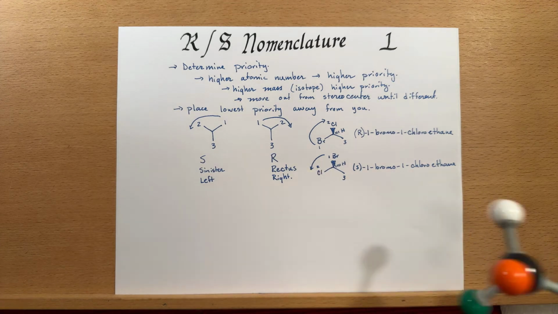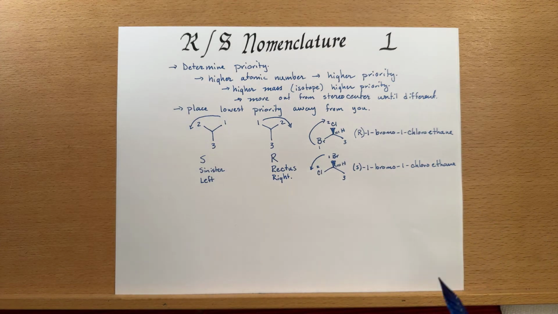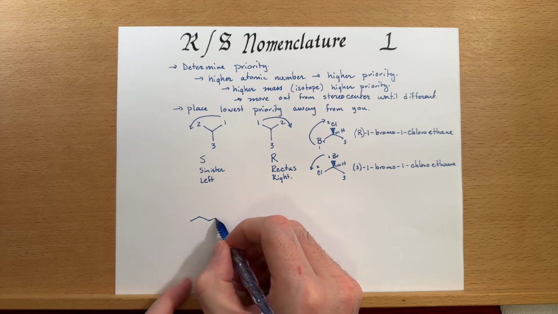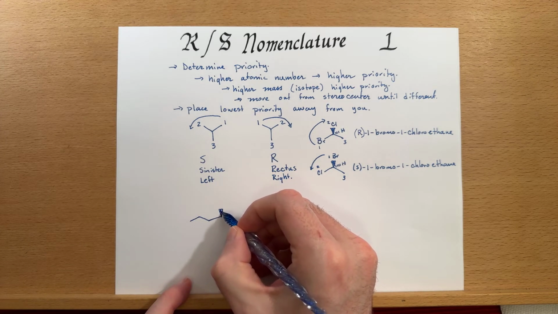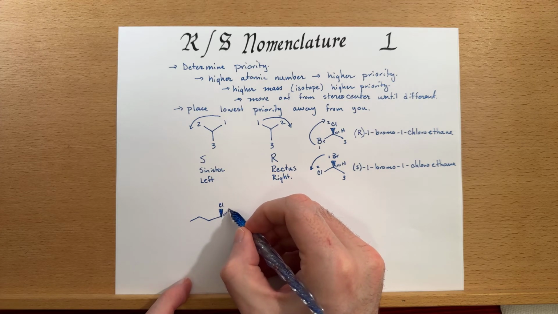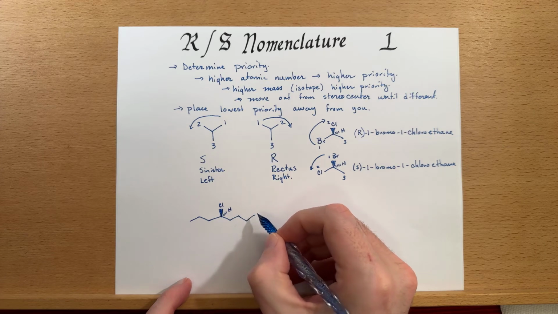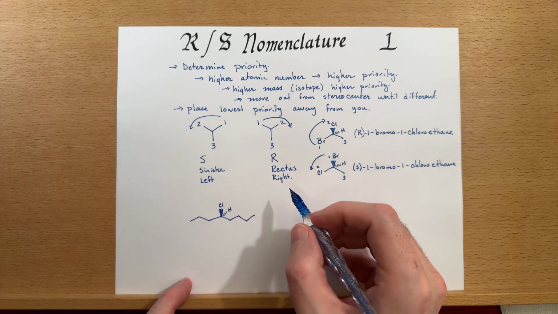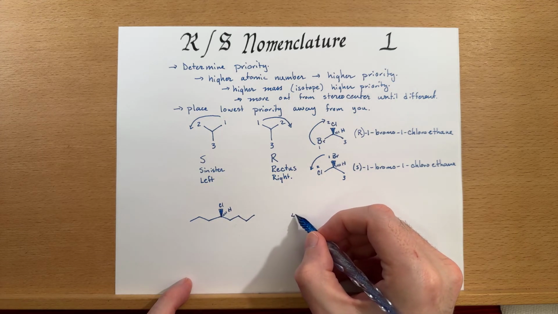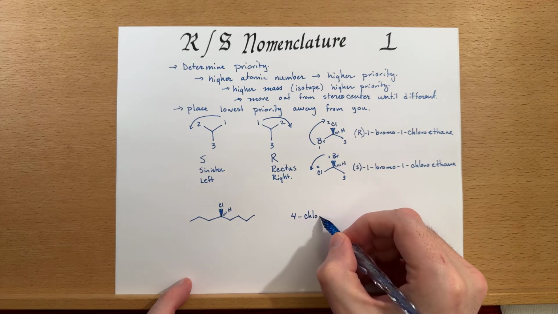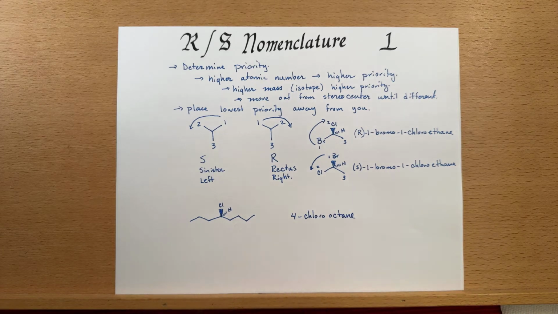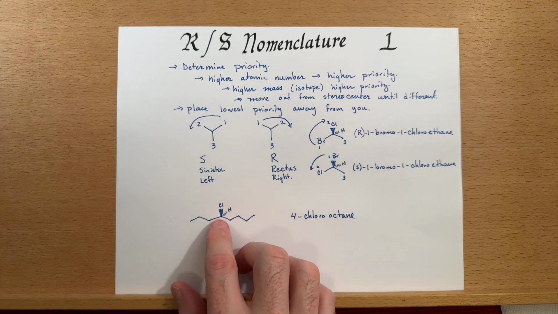Okay, so those were some fairly small molecules. So let's look at something that's a little bit bigger and talk about how we determine the priority there. So this is 4-chlorooctane. And there should be a stereocenter right here at the chlorine.